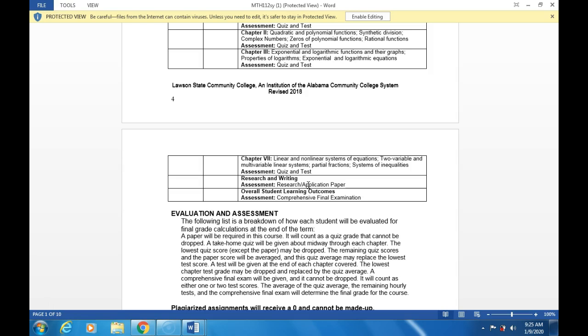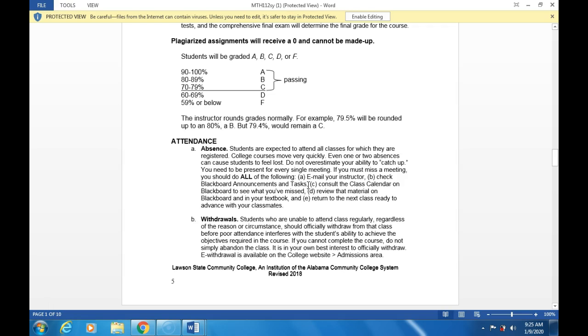Okay. So now, the dean or whoever came up with this syllabus put in all this stuff about plagiarism. If you get the gist of it, don't do it. I'm not going to go over all that. Just don't do it. Why they put it here, I don't know.